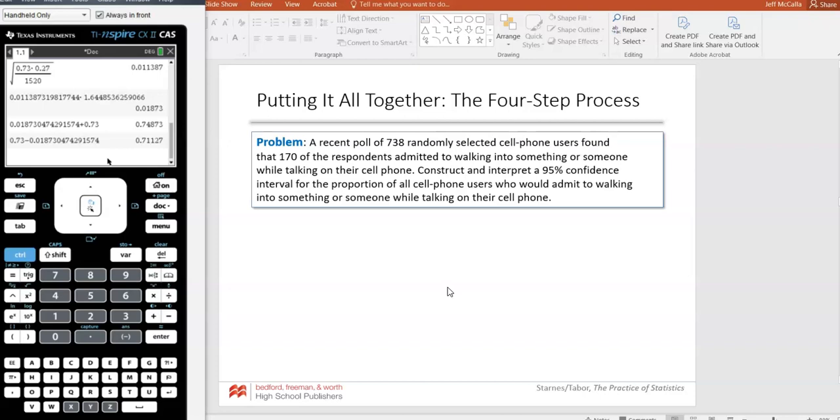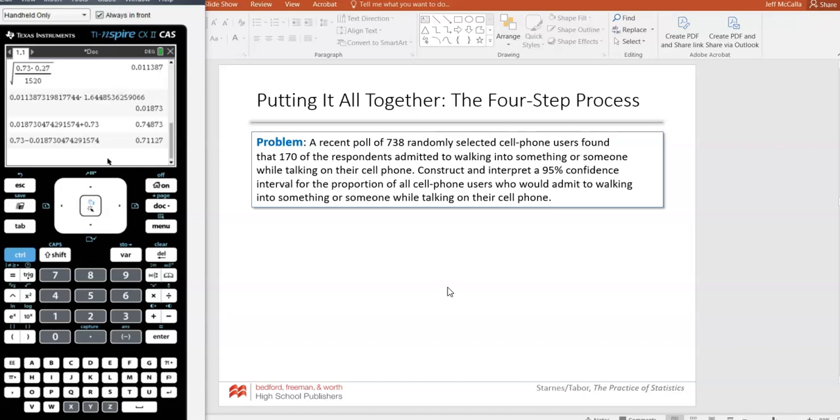So you would start with state, what is this? This is a 1 prop z interval measuring the proportion of cell phone users who admit to walking into something or someone at a 95% confidence level. We need to check the conditions, right? So what are the conditions? Is this from a random sample? Selected cell phone users. So I guess we would assume the recent poll was a random sample, but it didn't state it. It'd be nice if it stated it.